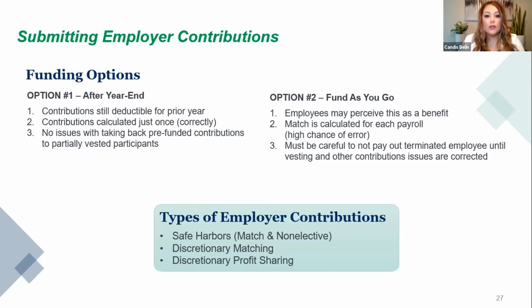And then also if you're funding a discretionary match as you go, oftentimes we run into issues with participants terminating mid-year. And then we have to go back and calculate how much of the match they were not eligible for, such as if they had a last day or hours requirement in order to receive it, and then return that money and then pay them out. So it gets to be a little bit of a lengthy process when you fund your discretionary match as you go, when we have allocation conditions on it.